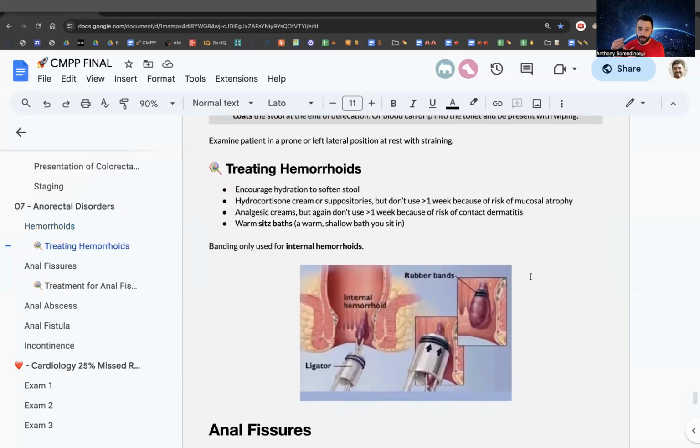Treating this, use your bidets, encourage hydration. You can use hydrocortisone cream or suppositories or analgesic creams, but don't use them greater than 1 week. The hydrocortisone is going to risk mucosal atrophy, right? The steroid is just going to eat away your mucosal layers. And then the analgesic is going to give you contact dermatitis. Don't use either of those greater than a week. If it's a week and you're still having these issues, something else is going on. So just don't do that.